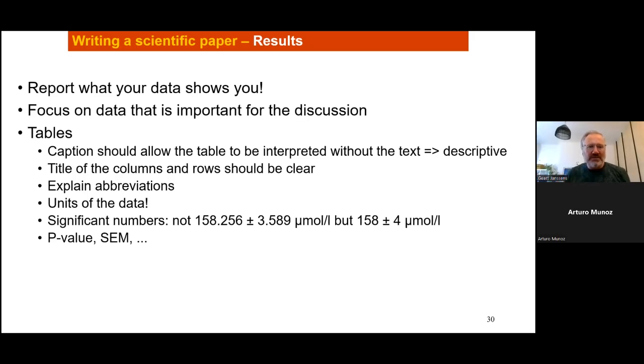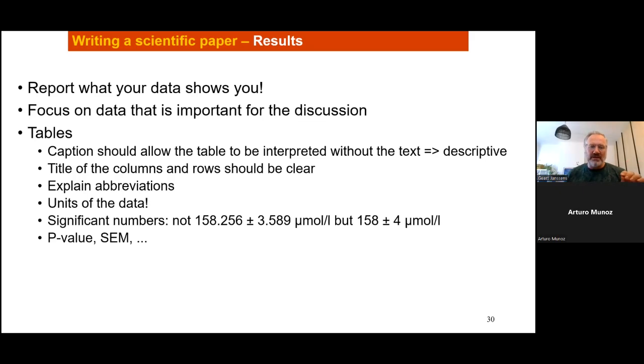When you talk about tables, the captions, so the text that belongs to the table, should allow the table, and that's the same for a graph, to be interpreted without the text. So if somebody only looks at your table or your graph without having read your paper, they should still be able to understand what it is about, and that's quite important. Titles of the columns and rows should be clear. Explain abbreviations every time you show something new. Don't forget the units that you're expressing. And when it comes to tables, don't forget to think about significant numbers.